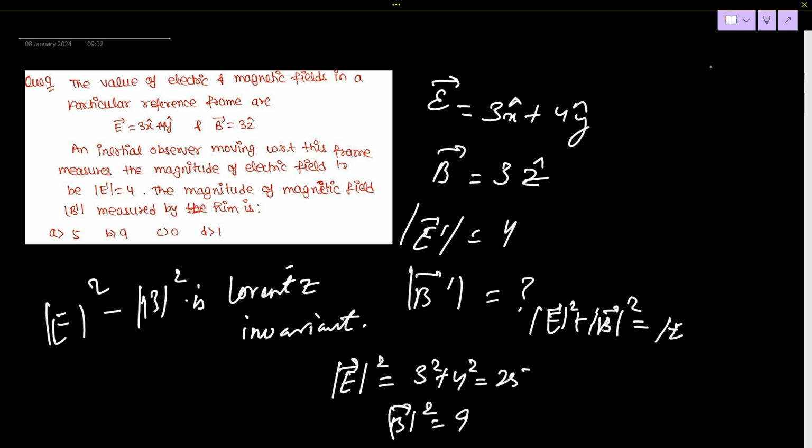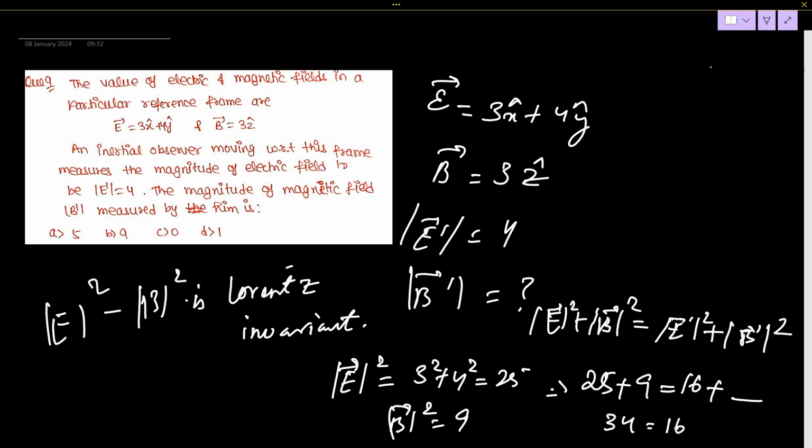So that means e square plus b square is equal to, sorry, e dash square plus b dash square. So this is your 25 plus 9 is equal to magnitude of e dash, which is given as 4. 4 square is 16 plus this one. So how much it will be? 25 plus 9, 34 is equal to 16 plus b dash square. So b dash square is how much? 18, right?